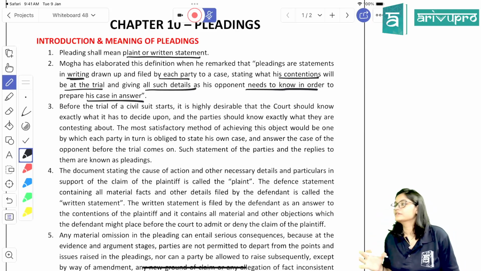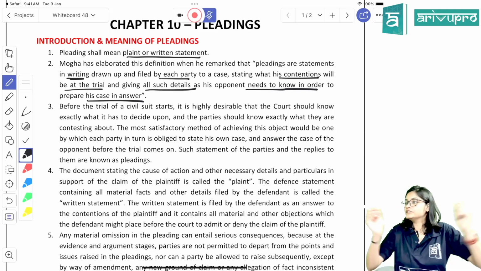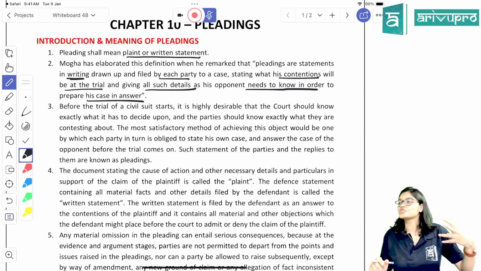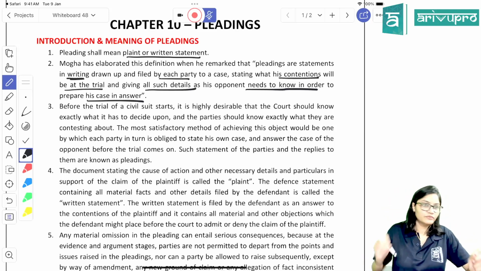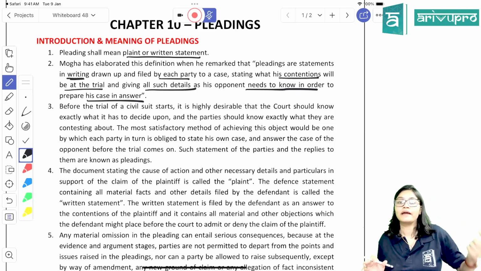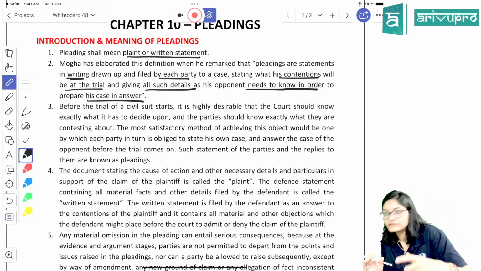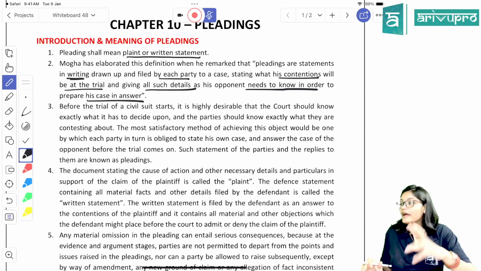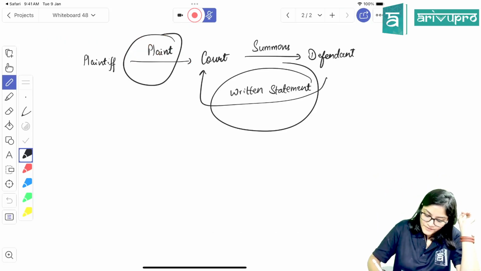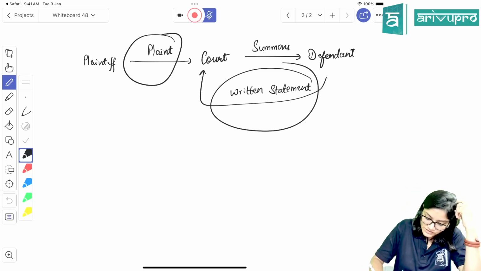So what is pleading? Pleading is a statement in writing, drawn up and filed by each party to the case. In pleading, what you will state? Stating what his contentions will be at the trial. When the trial will start, when the hearings will be done, what my contentions will be, what I am going to say, right? What is the fact? What matters are there? And giving all the details to the defendant. This copy of the plaint goes to the defendant also, correct? Summons plus copy of plaint.